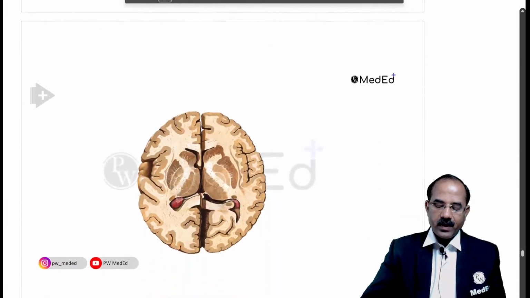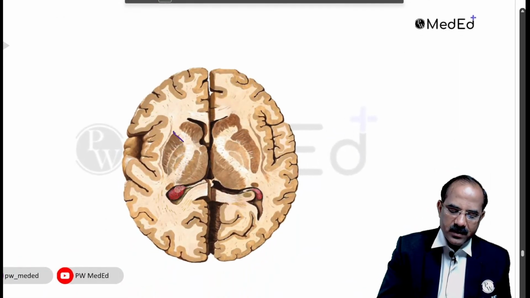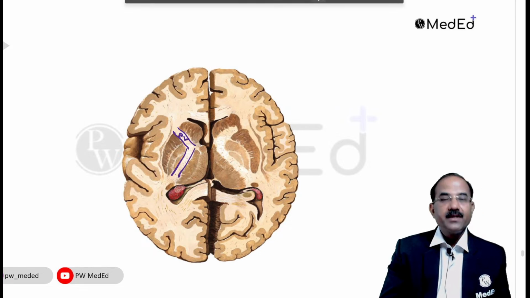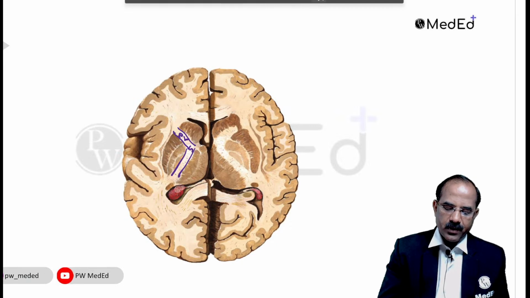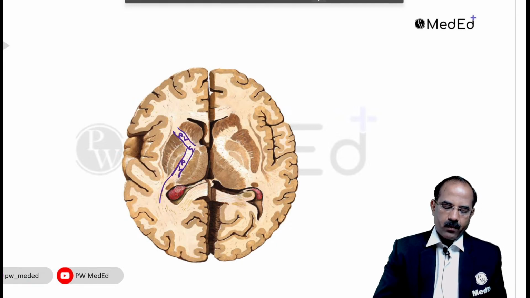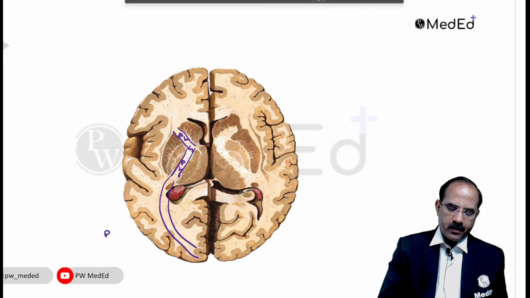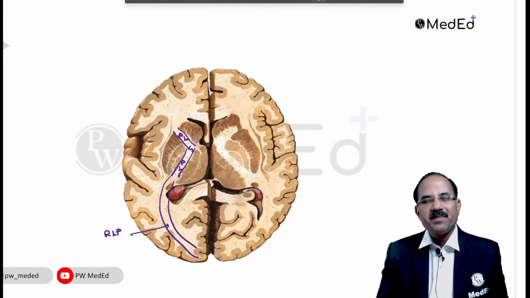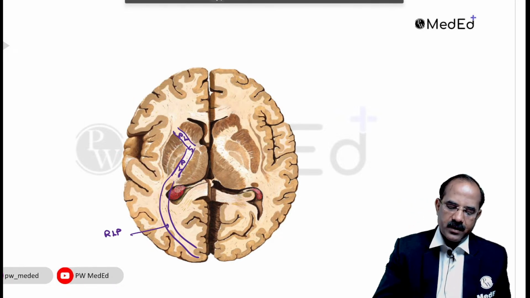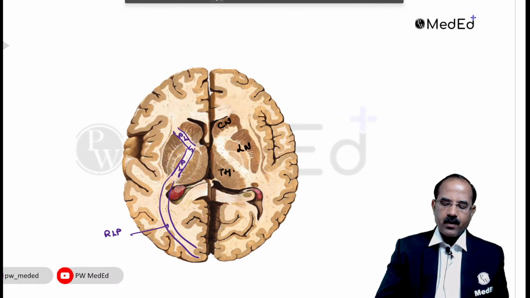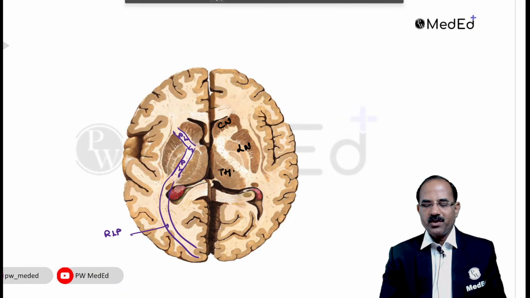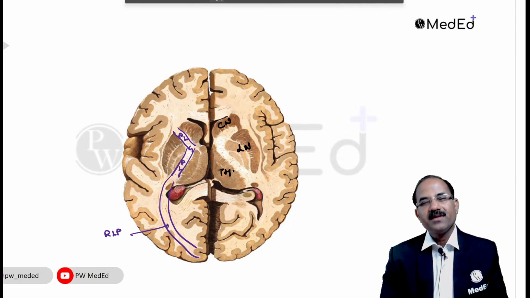To the next MCQ. Okay, look at this, students. What is this structure? That's the internal capsule. What is this limb of the internal capsule? Anterior limb. What is this bend? Genu. What's that? Posterior limb. What is this part which goes behind? That's the retrolentiform. And the part which goes below the lentiform nucleus, that's the sublentiform. What is this nucleus? That's the caudate nucleus. What is this? That's the thalamus. And this? Lentiform nucleus. So the caudate nucleus, thalamus, and the lentiform nucleus, with the white matter in between, form the internal capsule.